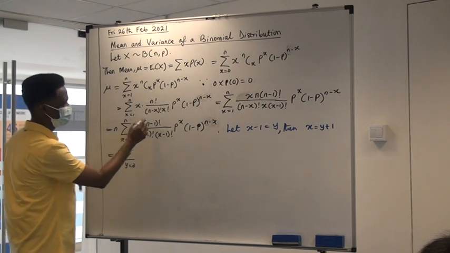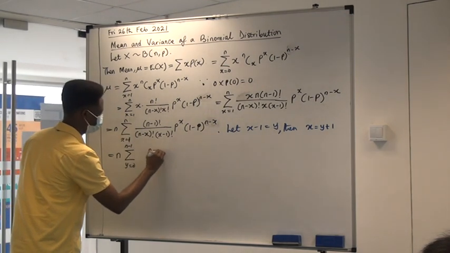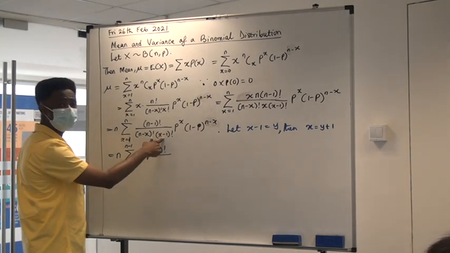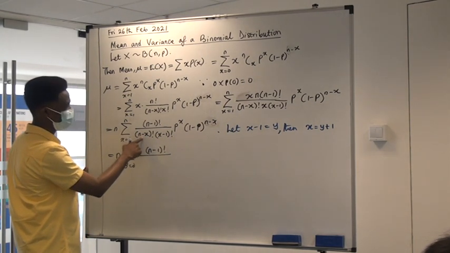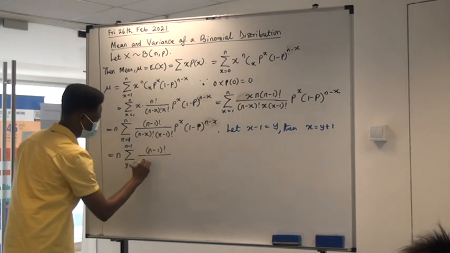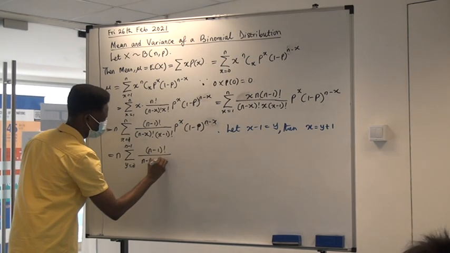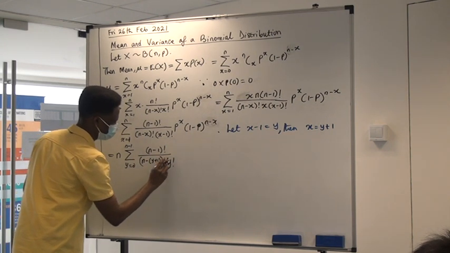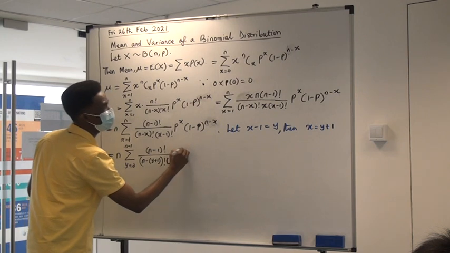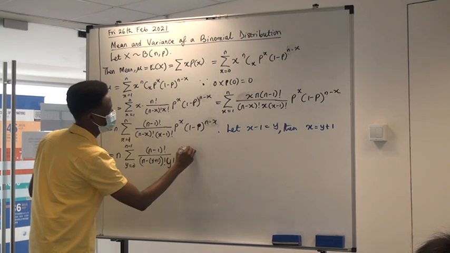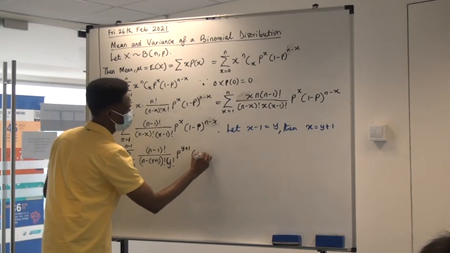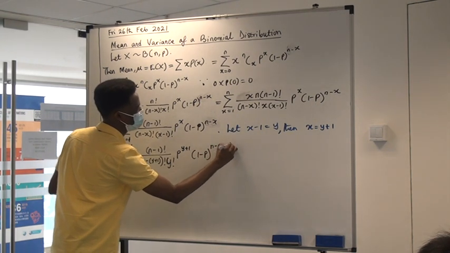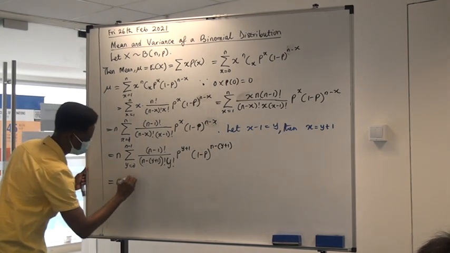Okay, so quickly, I have n minus 1 factorial. This is going to be my y. This x is y plus 1, so I have n minus y plus 1. This is just y factorial. This is p to power what? Y plus 1, right? This is 1 minus p to power n minus x, which is what? Y plus 1. So let's open this bracket and see.